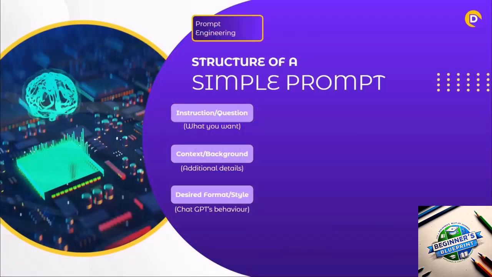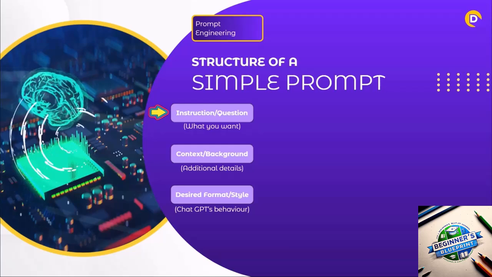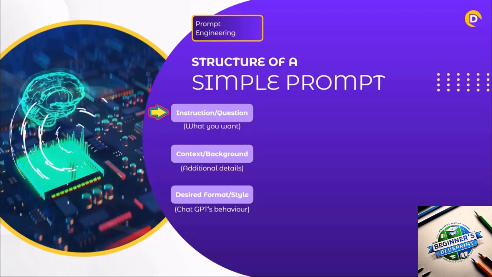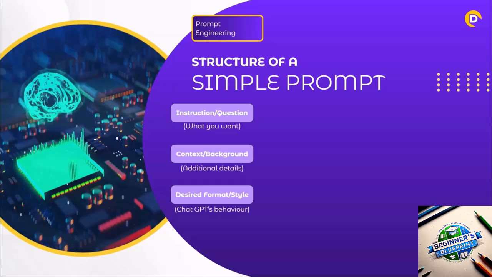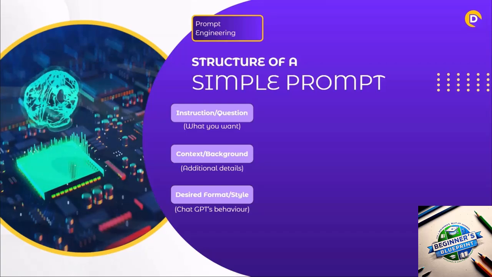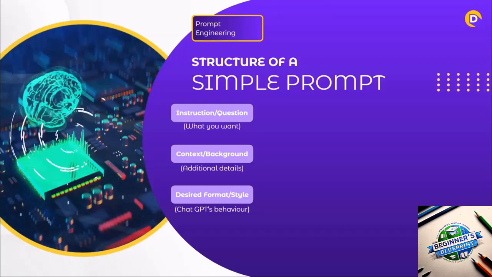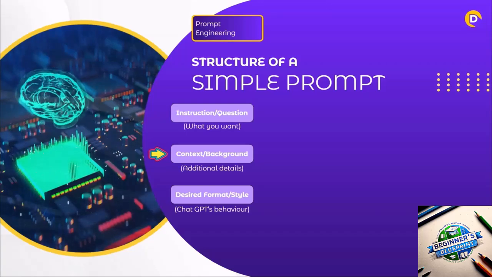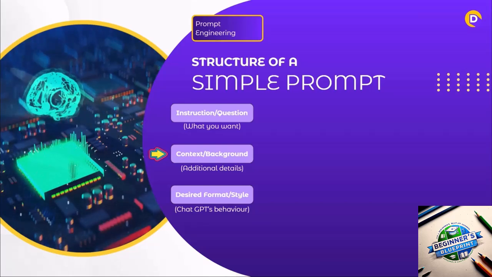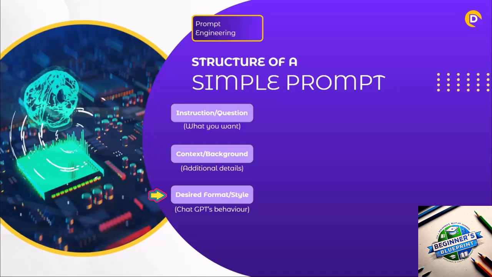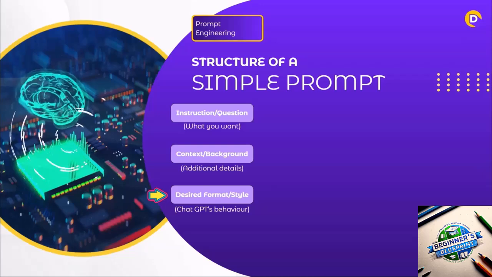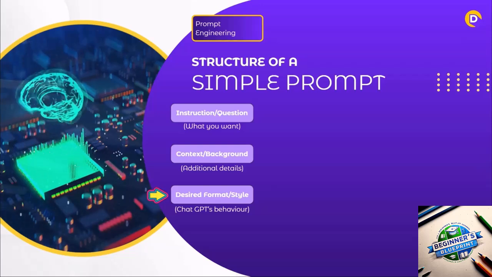First off, let's start with a simple prompt structure. Here, the instruction or question is the primary component that guides ChatGPT. If you haven't set up custom instructions, or if you need a purpose-specific response, you may want to include who you are and what you do before this. The context or background information deals with any additional details that help clarify the instruction or question, and desired format or style specifies how you want the response to be formatted or styled.